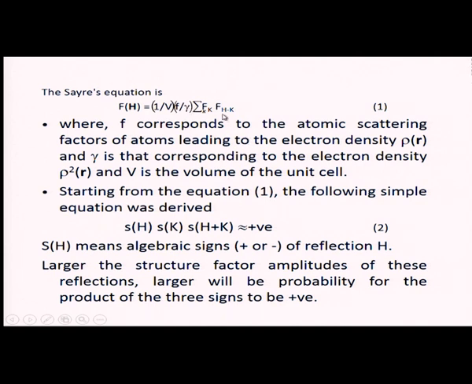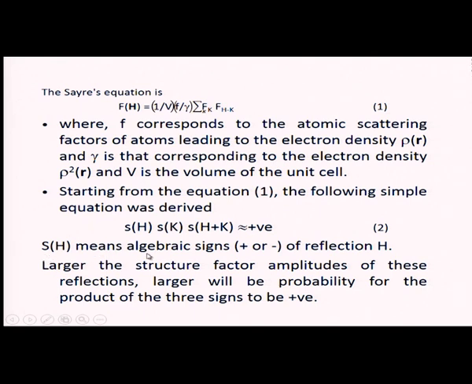Starting from this equation 1, they have derived a simple equation, I am not going into details. The product of three signs, H reflection, K reflection and H plus K reflection, is probably positive, not nearly, probably, because in the probability relation nothing is exact. So, three reflections are there, H reflection, K reflection. If you add H and K, we get a new reflection called H plus K. Then the product of the signs of these three reflections should be positive, right. That is what I mean.